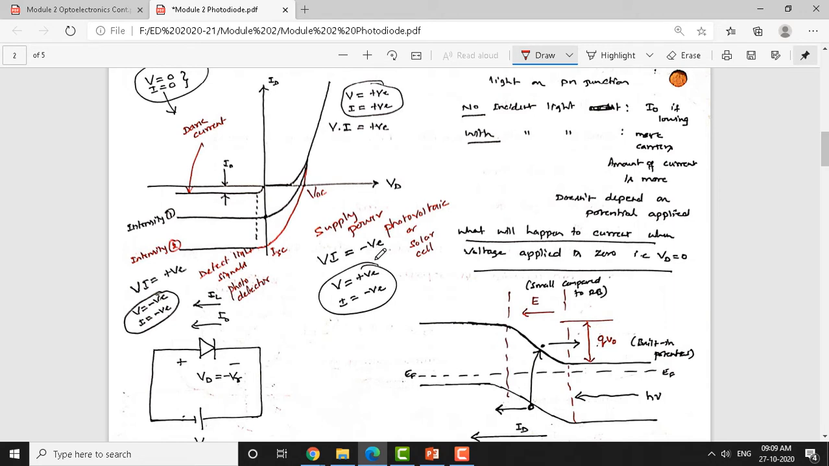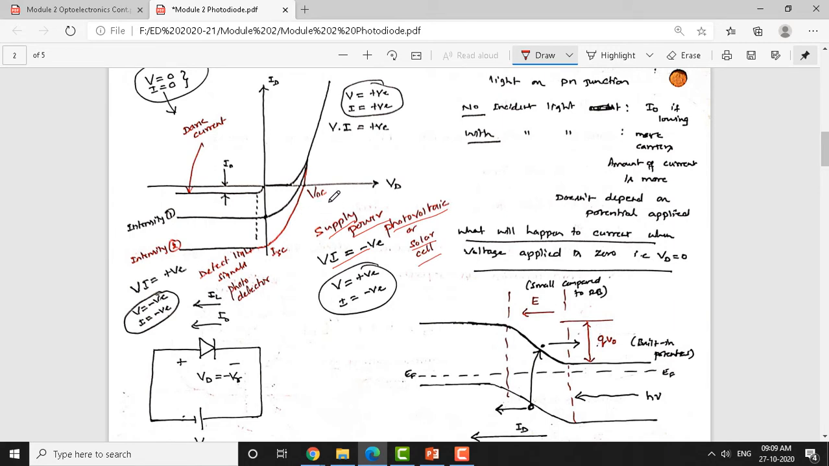Since the VI product is negative, this acts like a source of energy. It is not consumption of energy, it generates energy here. So it supplies power to the circuit. Therefore, solar cells are operated here. So a photovoltaic or solar cell is operated in the fourth quadrant.